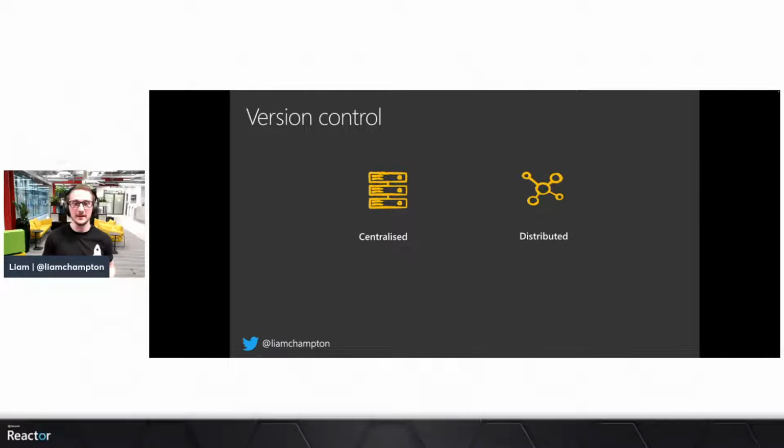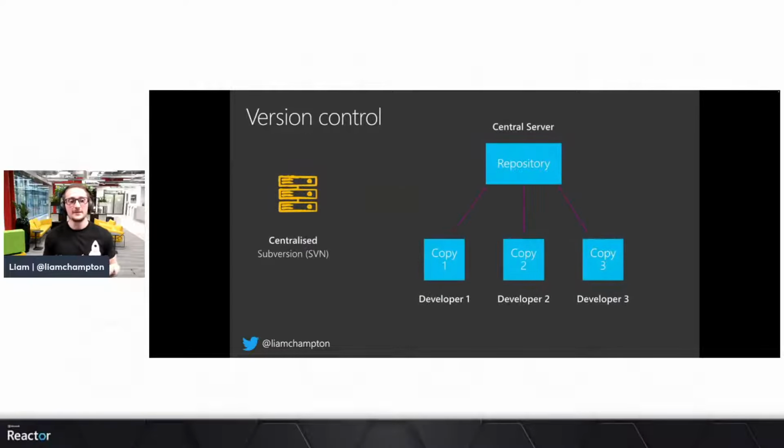There's 2 main types of version control. You have centralized and distributed. Centralized, an example of this is Subversion, or acronymed SVN, is where you have a central server with a repository on it. So that server can be plonked next to a developer, and it would just be running maybe on-premise. It's just a centralized place. And of course, you have developer 1, 2, and 3.